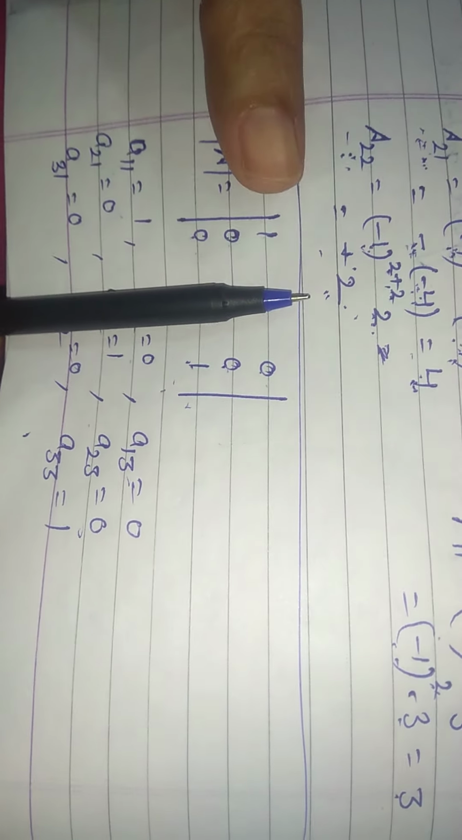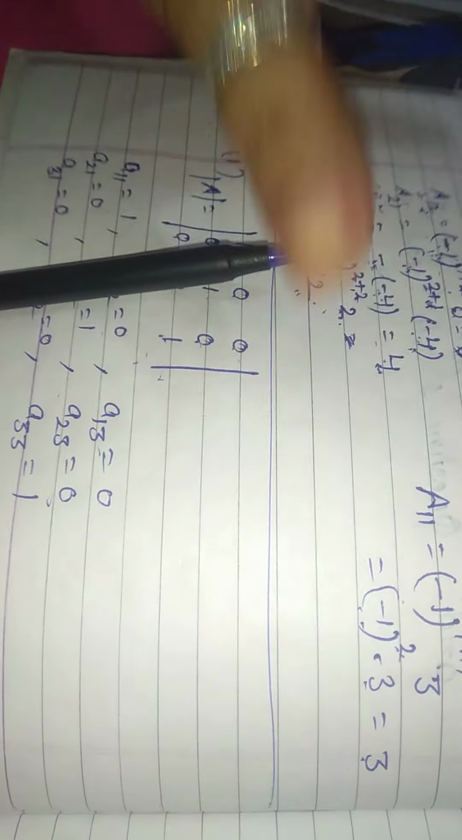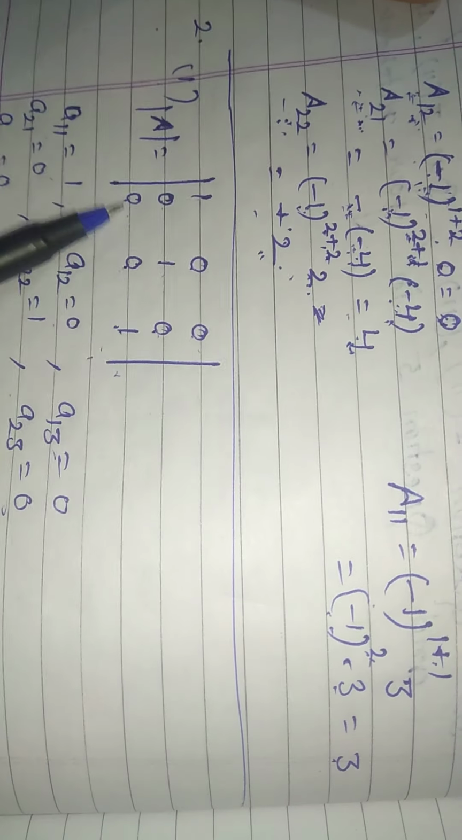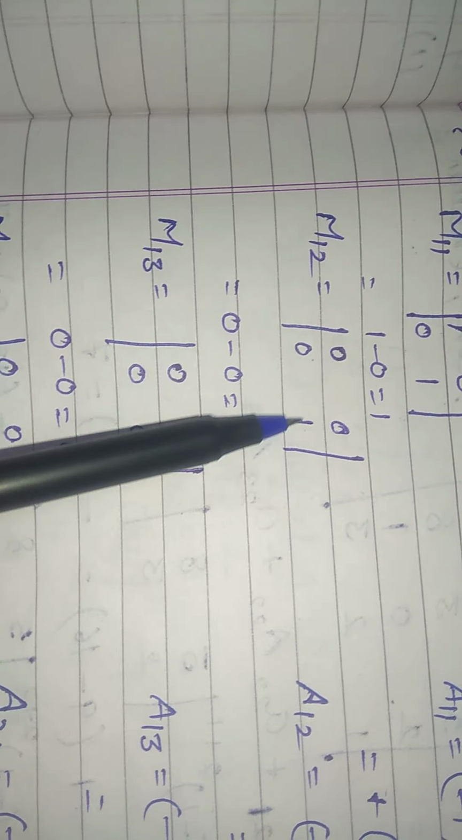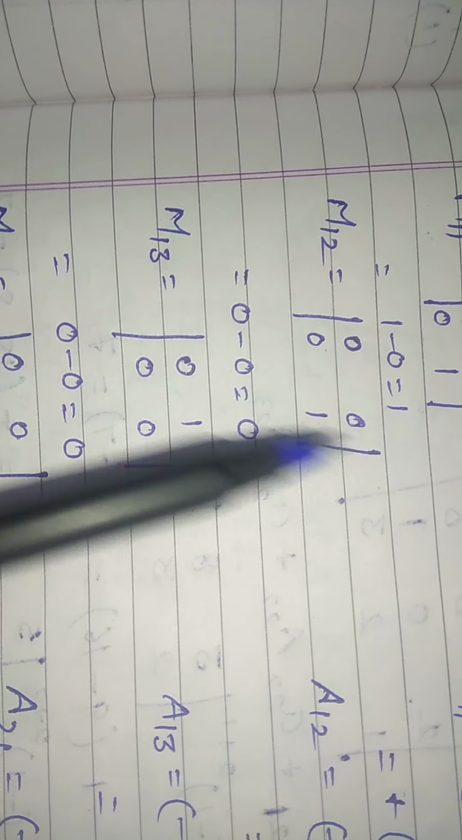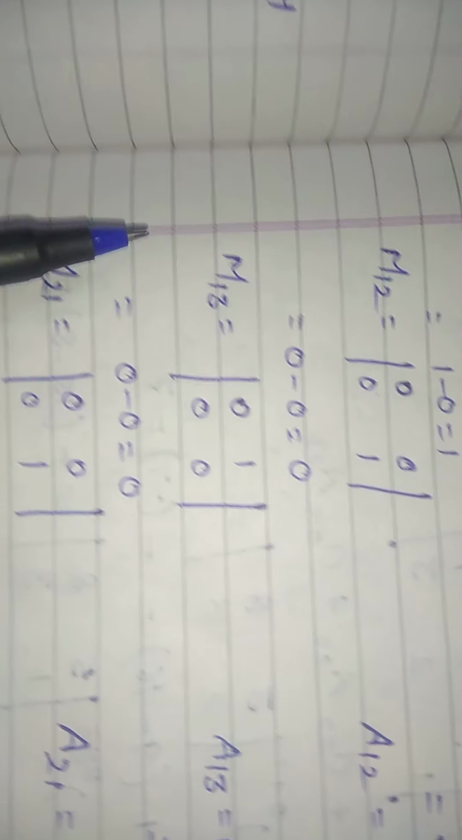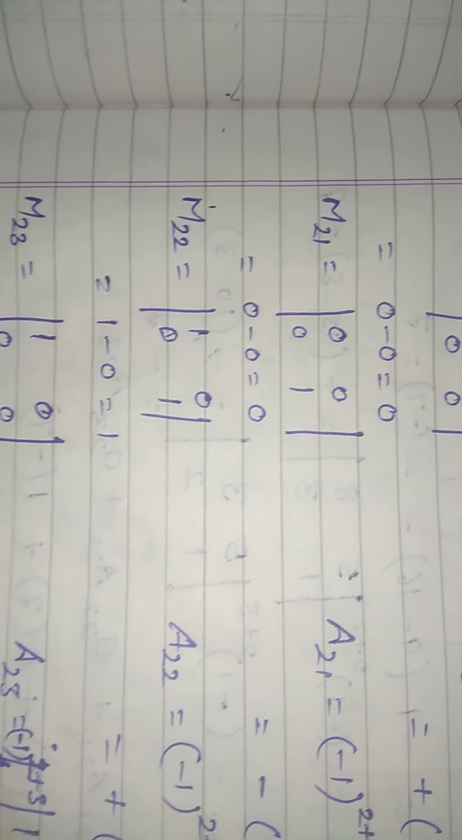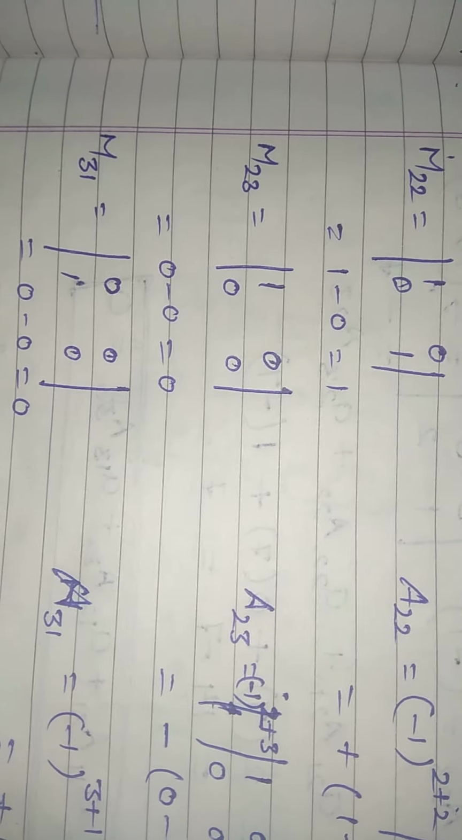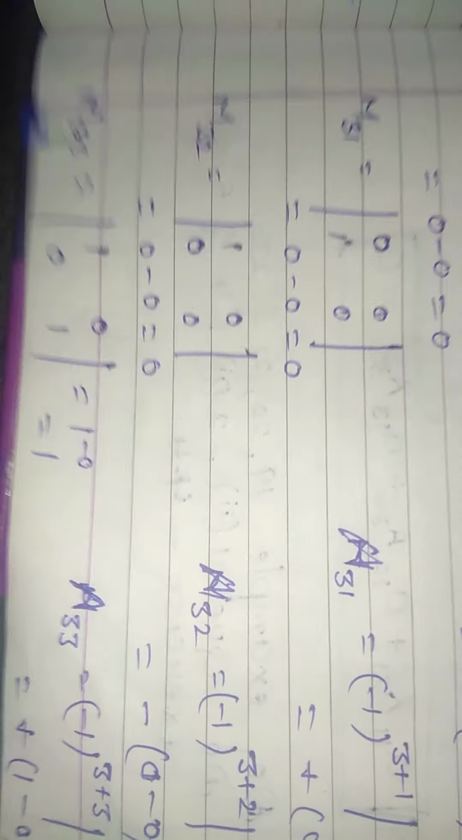Leaving these elements and related row elements, what is left? 0 0 0 1. So 0 0 0 1: 0 into 1 0, minus 0 into 0 0, so it will be 0. Similarly we will find M13, M21, M22, M23, M31, M32, M33. You will find all these. Now we will find cofactors.